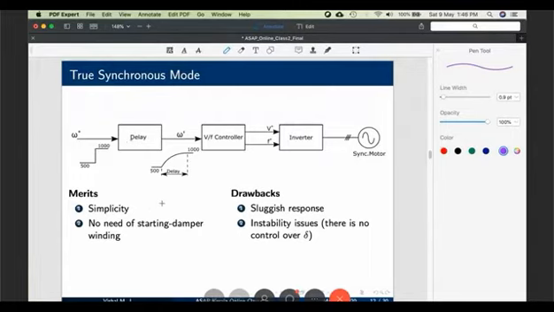Okay. So this is the block diagram of true synchronous mode of operation. So as I said, you need an inverter, and we have a delay block here. This is what I said. If you want to increase the speed in a stepped manner from 500 rpm to 1000 rpm, this will cause instability in the operation of true synchronous mode. So we have introduced a delay block.